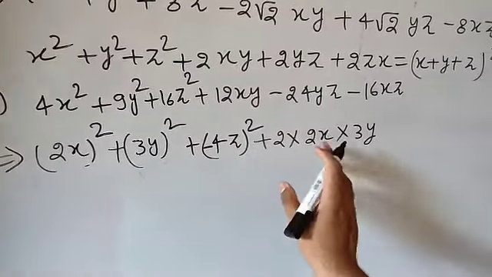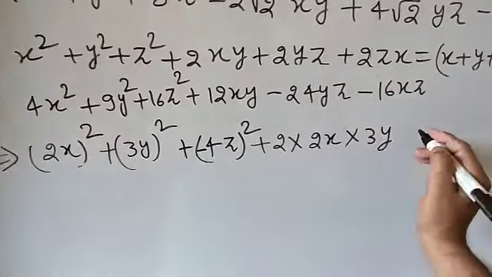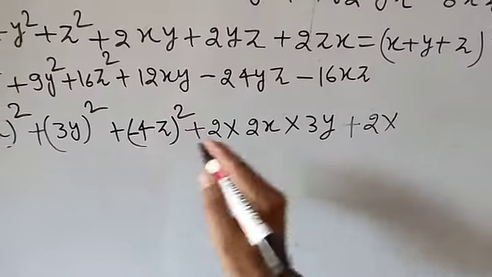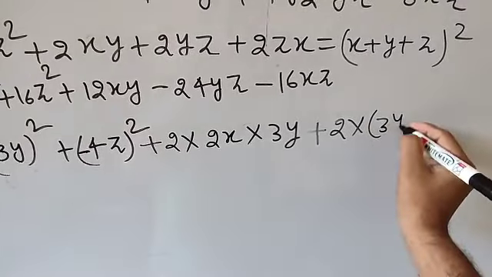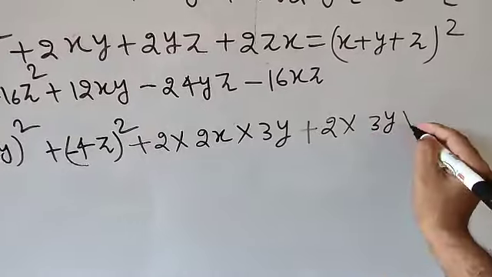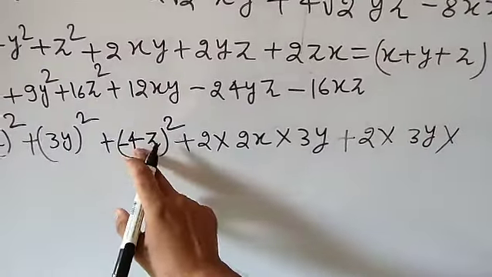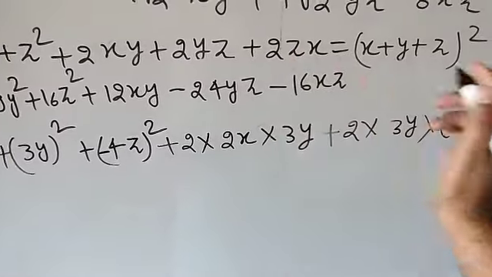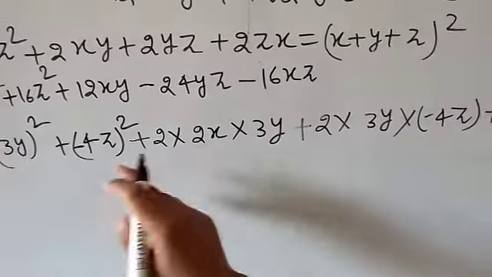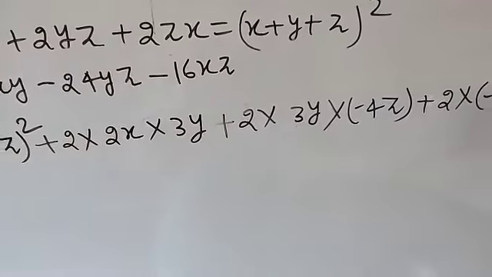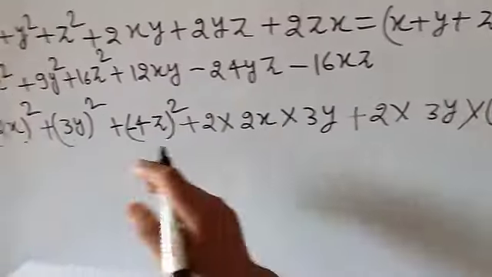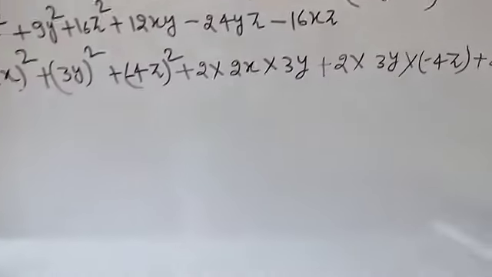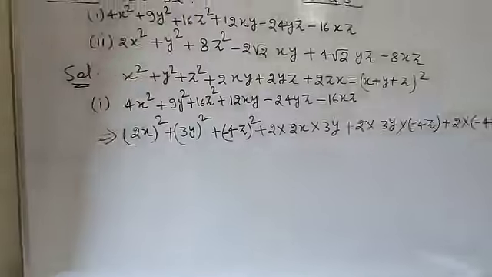Now here 2 into 2x into 3y, plus then 2yz. So plus 2 into y is 3y, so 2 into 3y into z, and z is minus 4z here, so into minus 4z. Then plus 2zx. So plus 2 into z, z is minus 4z here, so minus 4z into x, and x is 2x here. So that is 2x. Now students, I am going to match with the question.